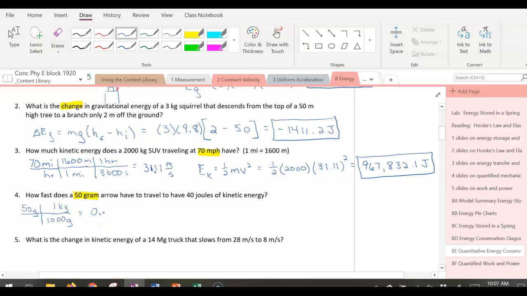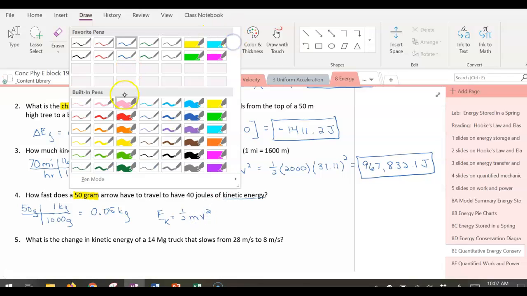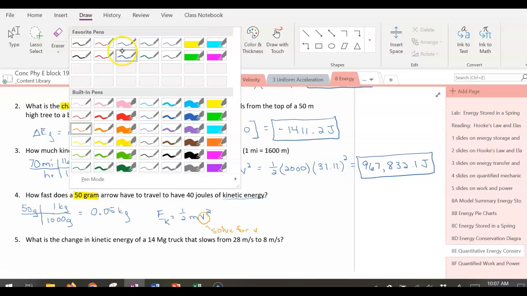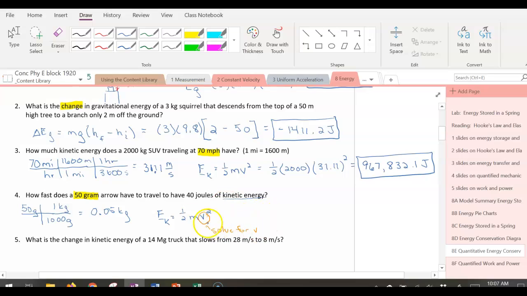So that's 0.05 kilograms. Okay, so it's talking about kinetic energy, and the formula for that is that kinetic energy is 1/2 the mass times the velocity squared. So here I'm solving for V. That would tell me how fast this arrow has to be going. So I'm just going to move my equation around. The velocity would be 2 times the kinetic energy divided by the mass, and I'm going to have to take the square root of that, right, to solve for just V.